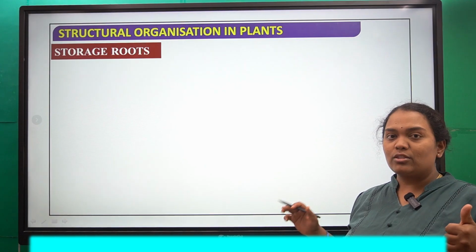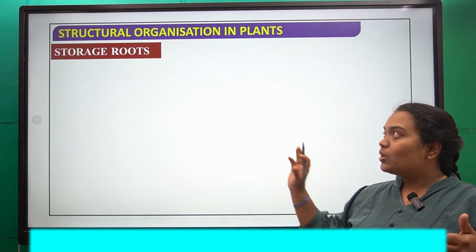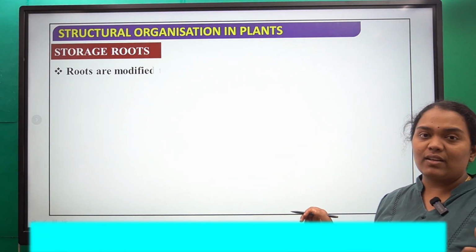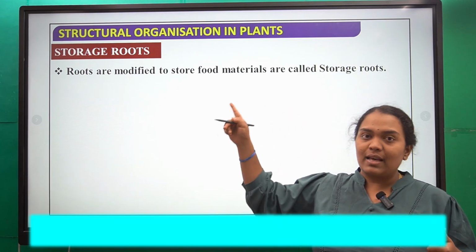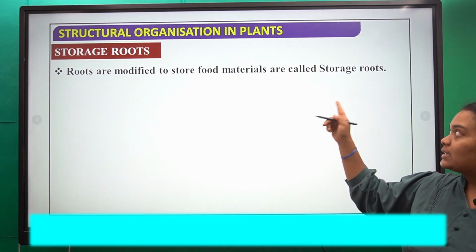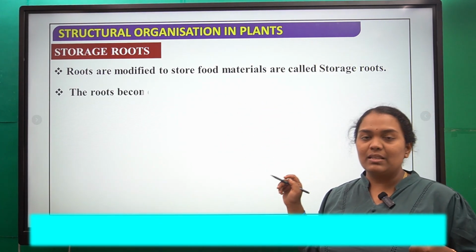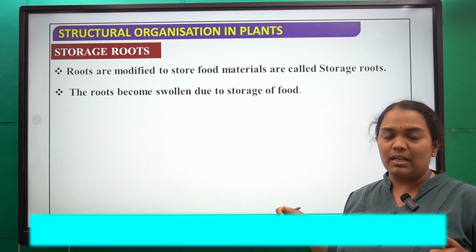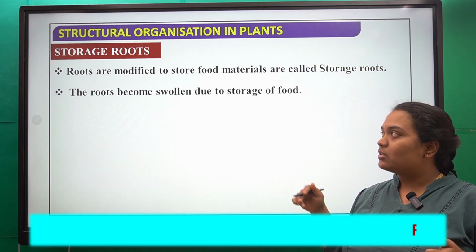For example, let's talk about the storage roots. What is the function, or why do we have storage roots? Roots that are modified to store food materials are called storage roots. It may be starch or any other storage material, which also has vitamins and minerals in it.